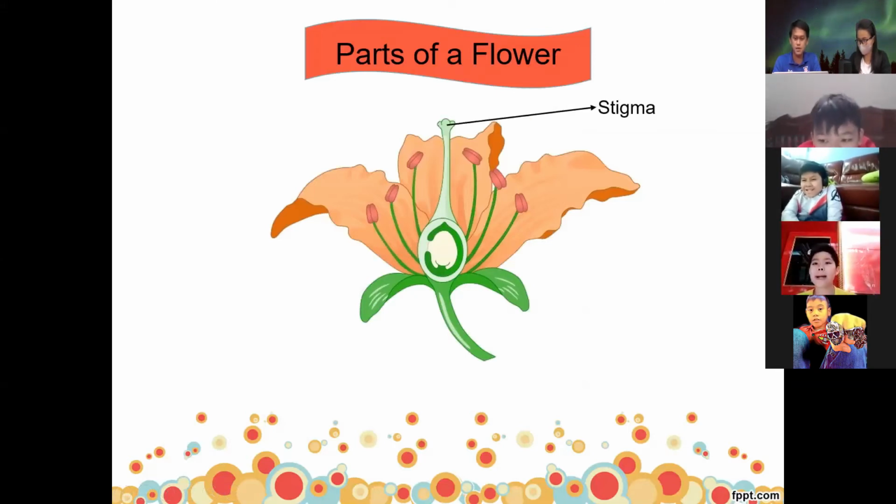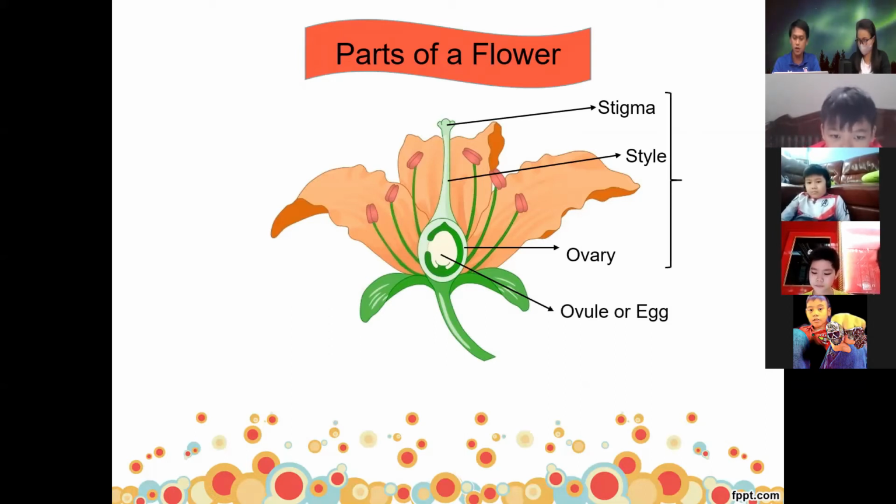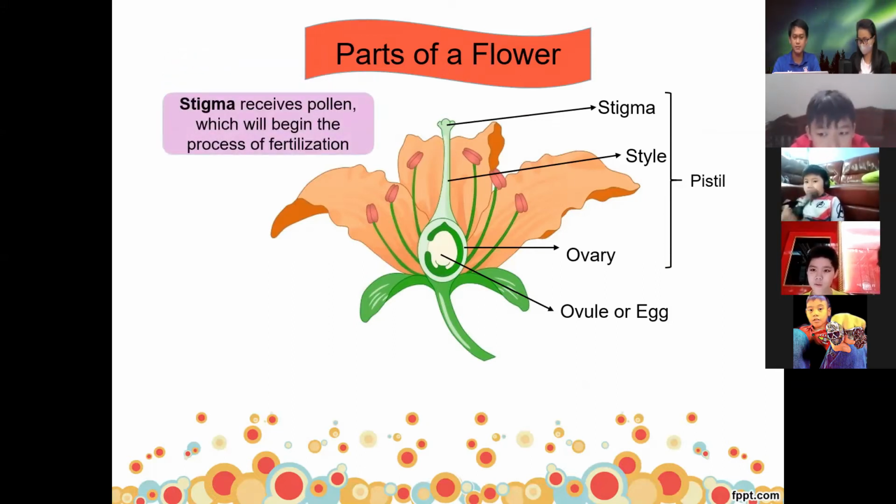The first is the stigma. The style, the ovary. Inside the ovary, we have ovule or egg. And all together, these are called the pistil. So stigma receives pollen, which will begin the fertilization process.